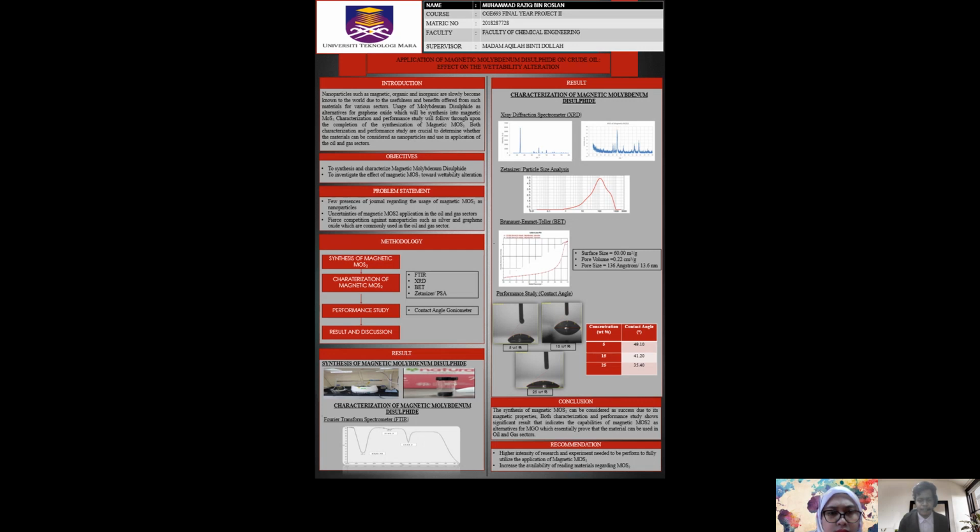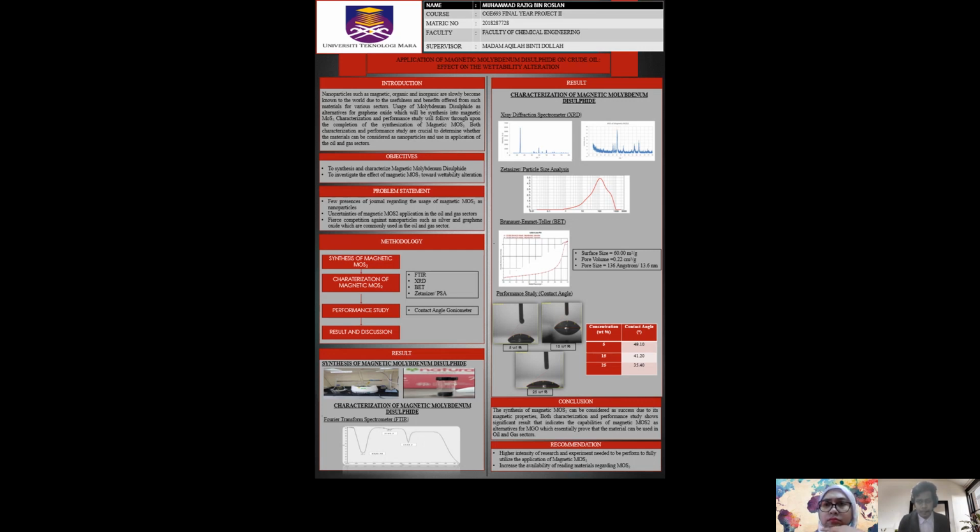My problem in making this project work is that, if I'm not mistaken, there are not enough references specifically on magnetic molybdenum sulfide. However, I managed to pull through the project because there are many varieties of references or journals that use other nanoparticles such as graphene oxide nanoparticles, silver nanoparticles, and other organic nanoparticles, which are already implemented in the oil and gas sector, especially in enhanced oil recovery.